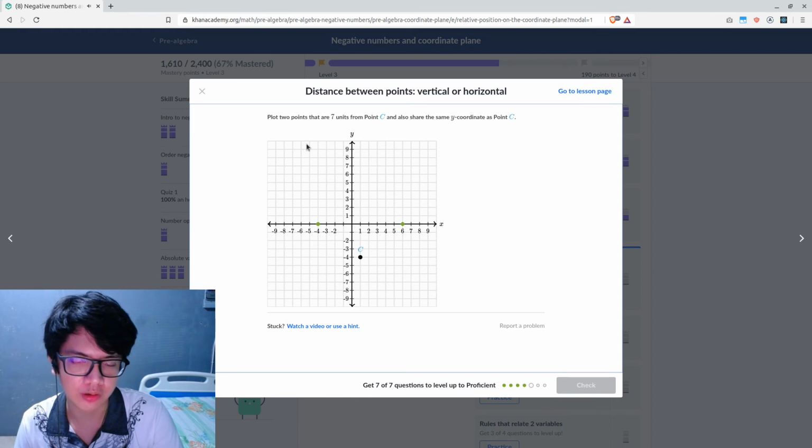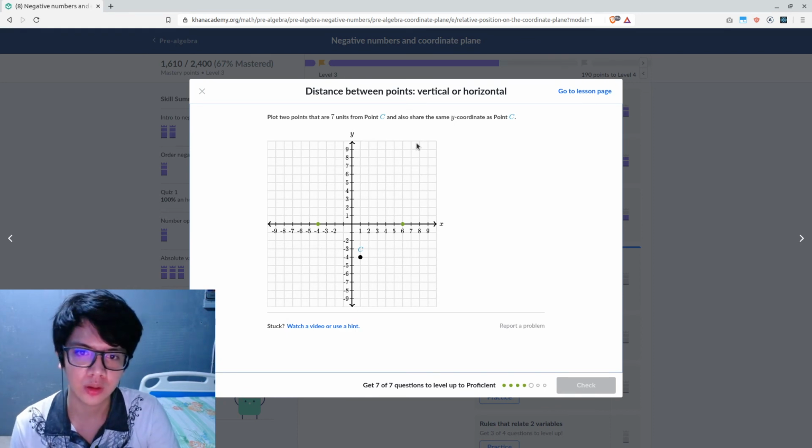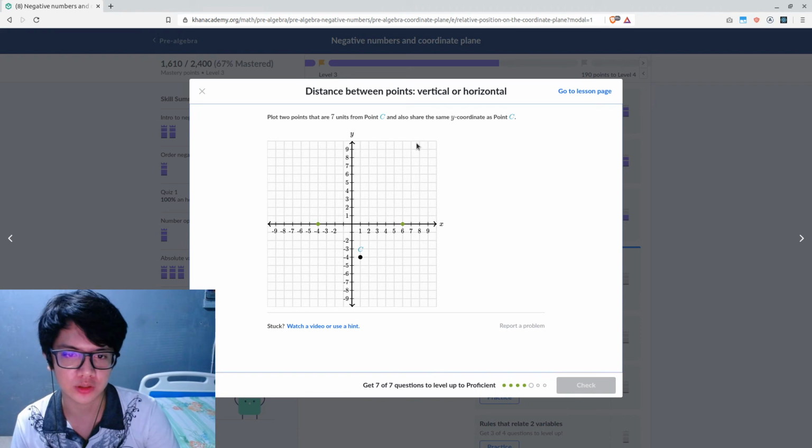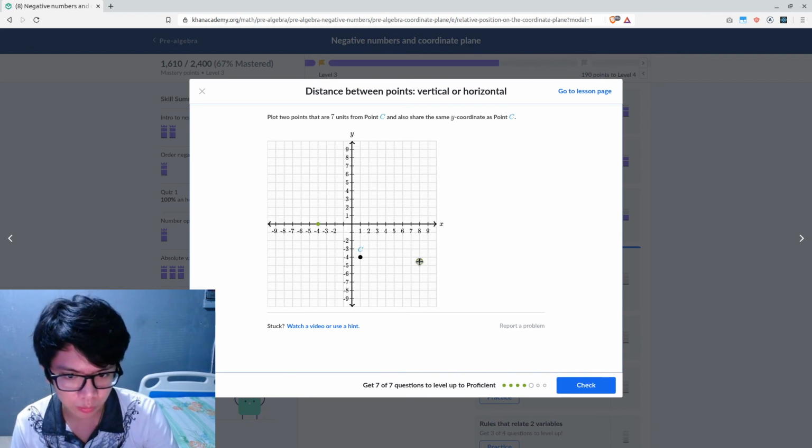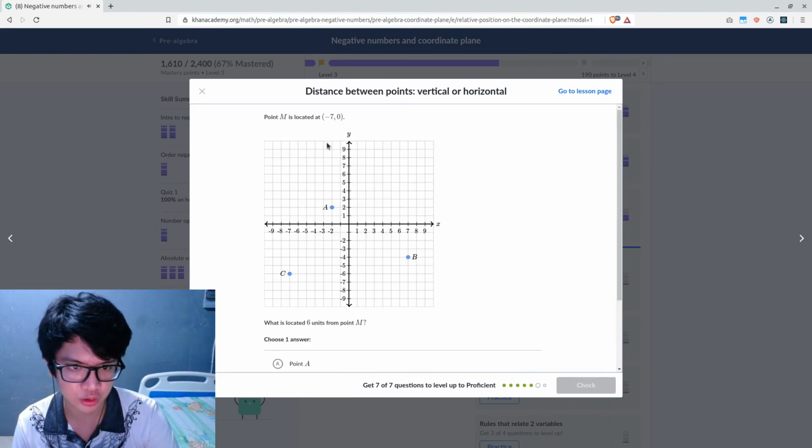Plot the points that are 7 units from point C and also share the same y coordinate as point C. Let's see, 1 is going to be 8, going to be 5. 1, 2, 3, 4, 5, 6, 7. 1, 2, 3, 4, 6. Let's get negative 7, 0.